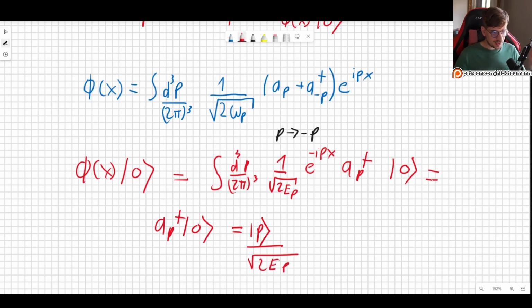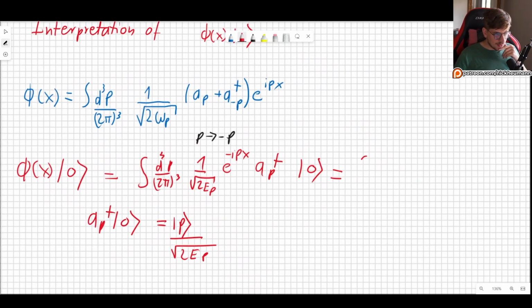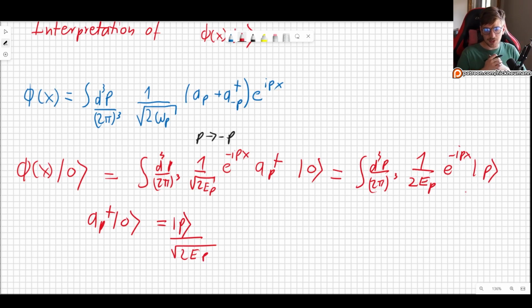Now we can just plug it in here. By doing that, we will have the integral over all of momentum, d^3p over (2π)^3, and then 1 over 2E_p, because the square root is now squared, so it goes away, times e^{-ipx} times now the momentum state p. Notice what we have here: this thing is a linear superposition of single particle states that have a well-defined momentum. And this is almost the exact same expression that we found for the eigenstate of position x when we were dealing with non-relativistic quantum mechanics.